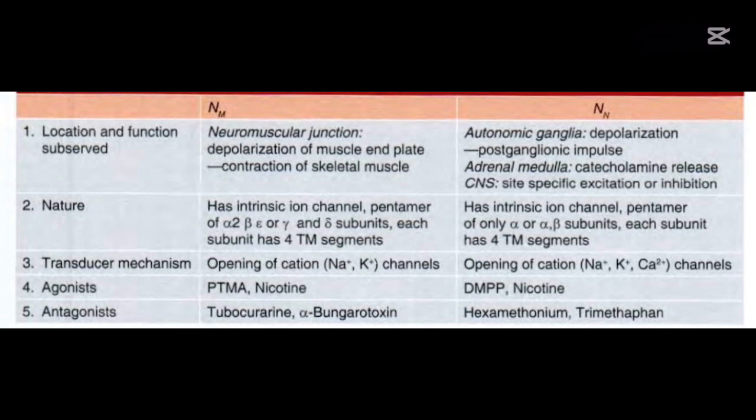Now, phenyl trimethyl ammonium is activating the NM receptor, while DMPP, which is dimethylphenylpiperazinium, is activating the NN receptor.